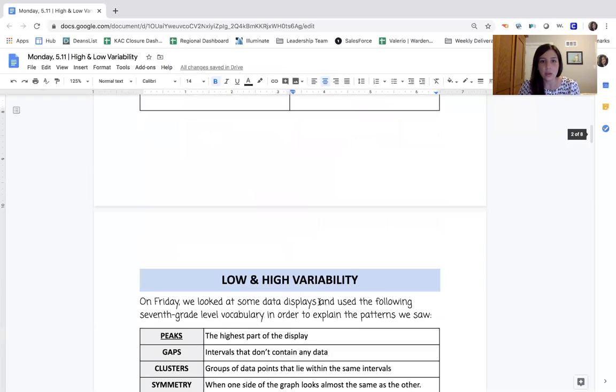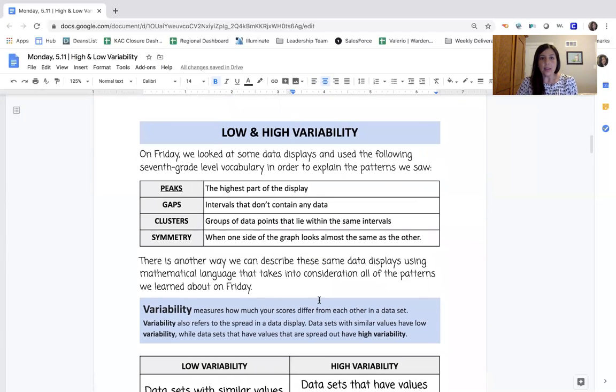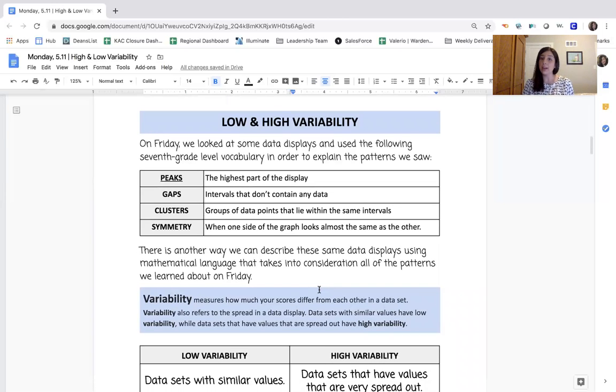Okay, let's go down to what we're learning about today. So today we're learning about something called variability. There are 2 general descriptions that we could have when we look at a data display. We could say a data display has low variability or high variability.